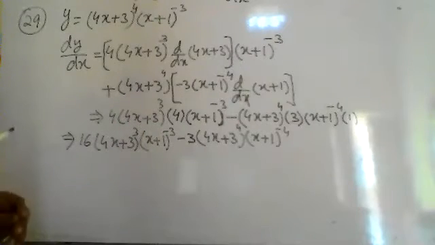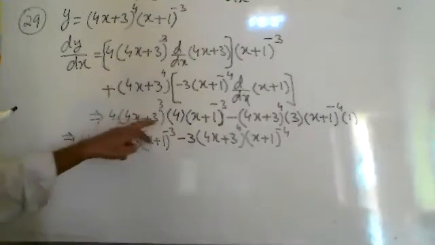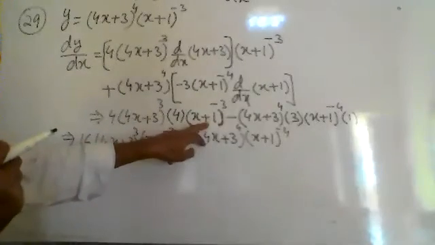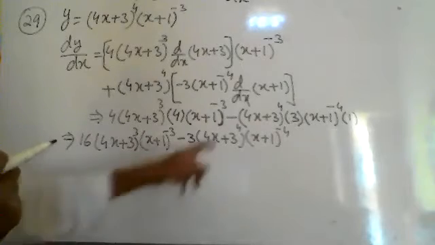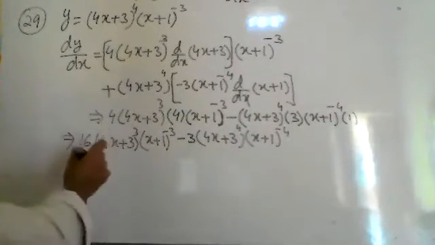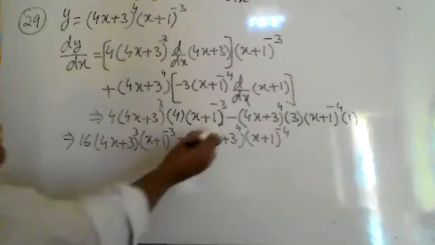Now it is correct. So 4 into 4 will be 16, 4x plus 3 raised to power 3 into x plus 1 raised to power minus 3. बाकी इसमें दोनों आ गए, ठीक है. Now we'll take common. 4x plus 3 is there also, 4x plus 3 is there. So this is power 3, this is power 4.